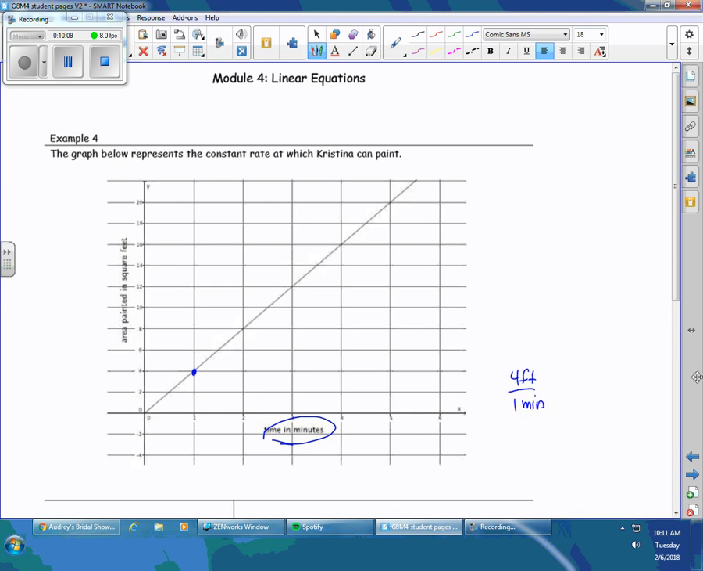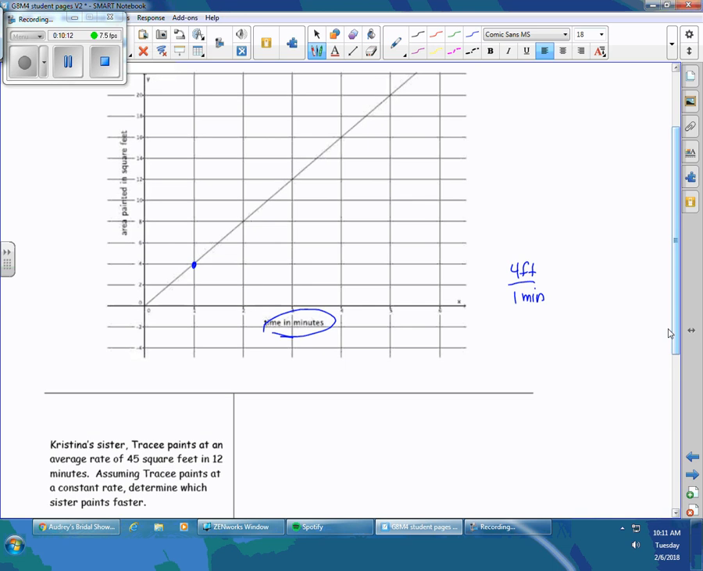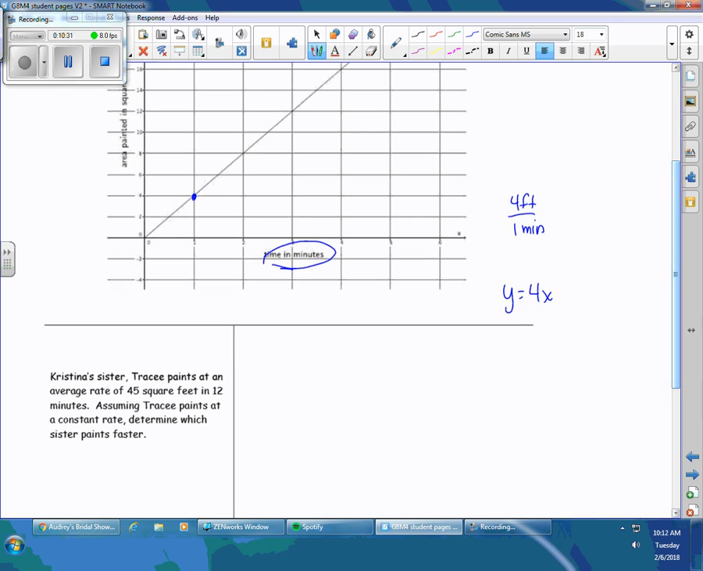Okay, so if I'm writing this equation, I would say y equals 4x, and x is the number of minutes. I could say 4 over 1x, that's fine. Christina's sister, Tracy, paints at an average rate of 45 square feet in 12 minutes. Assuming Tracy paints at a constant rate, determine which sister paints faster. So I'm going to take my 45 feet in 12 minutes, and I'm going to figure out how fast she paints in 1 minute. So I'm going to do that division. 45 divided by 12.